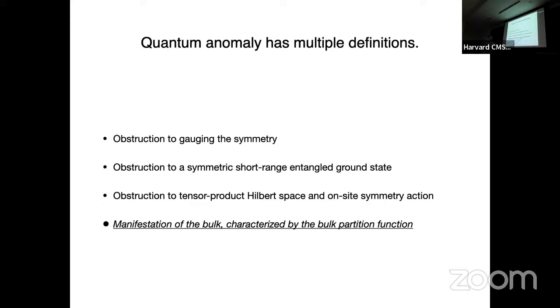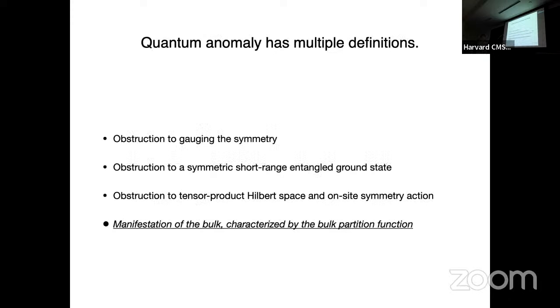Maybe let me unpack this. I guess we have already seen that it's really the property of this bulk that's constraining what can happen in the original system. And what I'm saying here is simply that the bulk can be characterized by some partition functions.